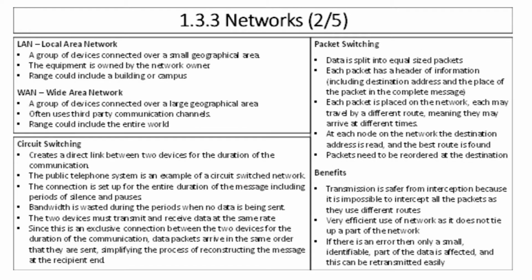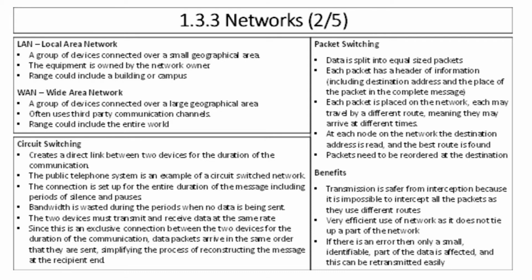Okay. We've also got the local area network, a group of devices over a small geographical area. The equipment is owned by the network owner, and the range could include a building or a campus, a bit like Hudson College. A WAN, wide area network, is a group of devices connected over a large geographical area, often using third-party communication channels, and the range could include the entire world. Like that internet question that I just did.